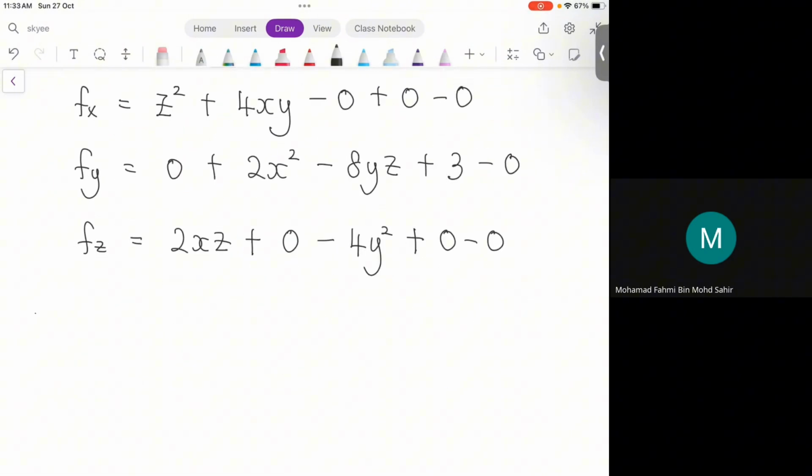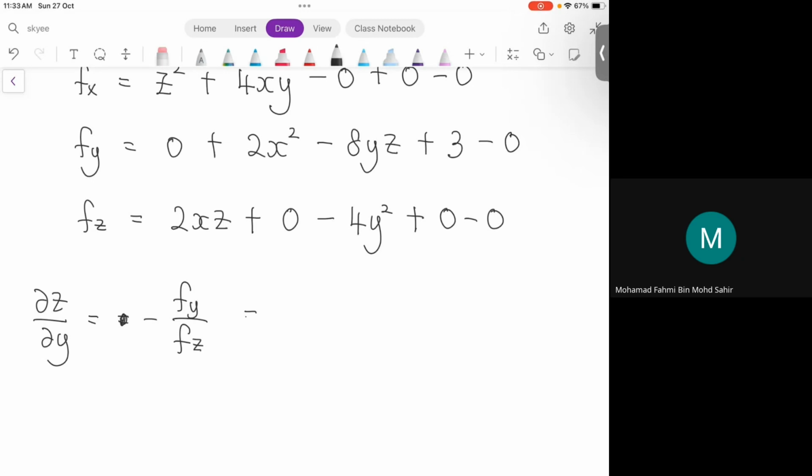So I'm going to replace into the equation for del z del y, and also del z del x. So for this one, it will be negative fy over fz. So it will be equal to negative fy, so look for the fy: 2x squared minus 8yz plus 3, divided by fz. So fz is 2xz minus 4y squared. Okay, so this is your del z del y.